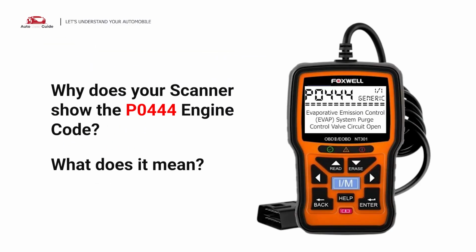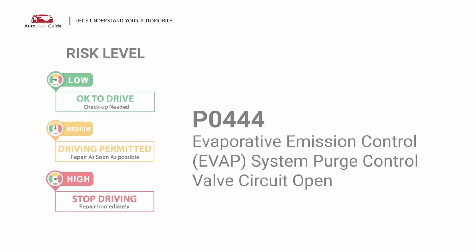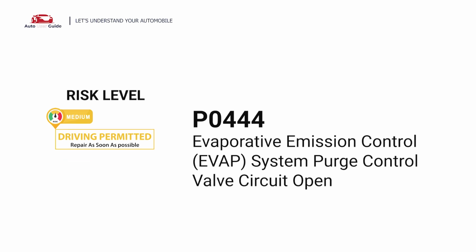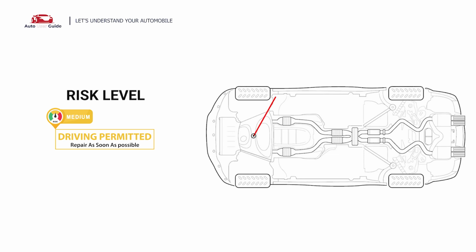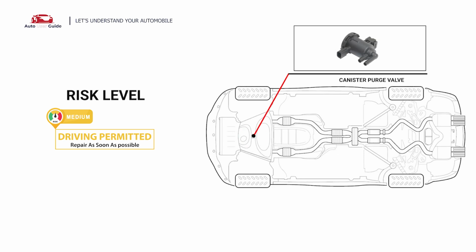Why does your scanner show the P0444 engine code? What does it mean? P0444 is a diagnostic trouble code for Evaporative Emission Control (EVAP) System Purge Control Valve Circuit Open. This engine code indicates that the vehicle's computer, PCM or ECM, has detected an electrical issue with the purge valve or its circuit, preventing proper fuel vapor management. Under this circumstance, short-distance driving is permitted, but your vehicle should be repaired as soon as possible.